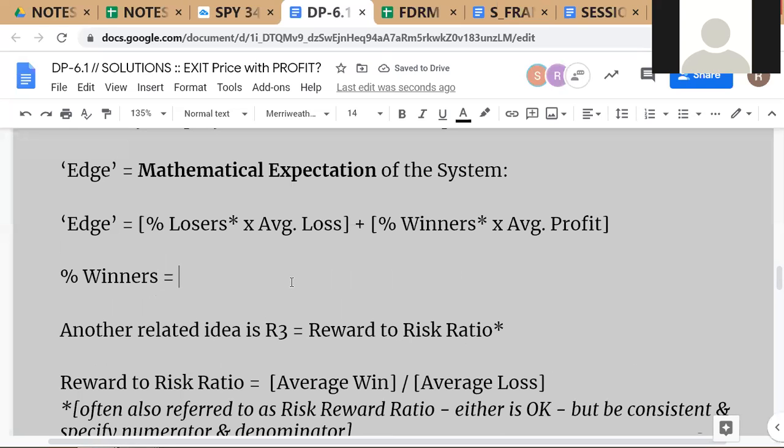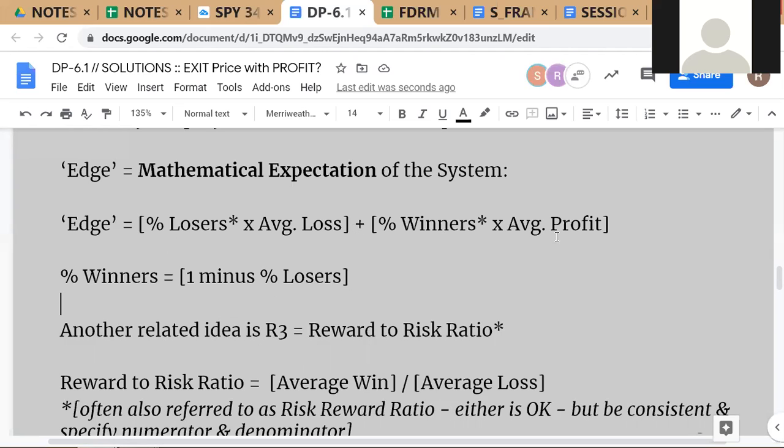Percentage winners is equal to 1 minus percentage losers. That's what we're trying to say here. So there are only 3 independent variables here. Okay, right. We'll come to that. So this is the idea.